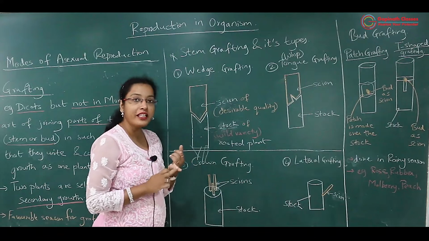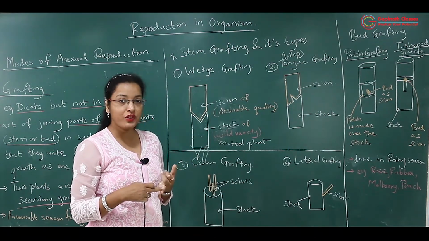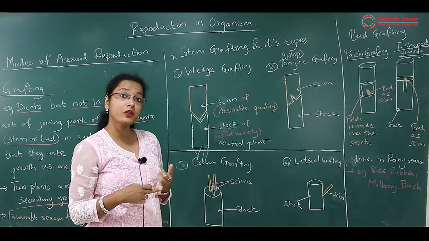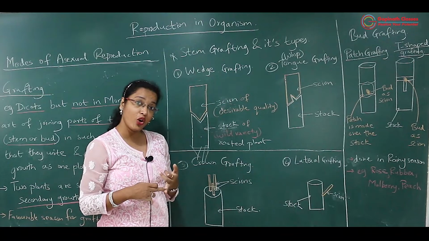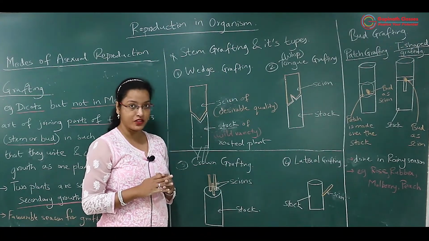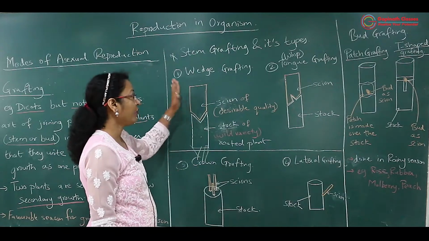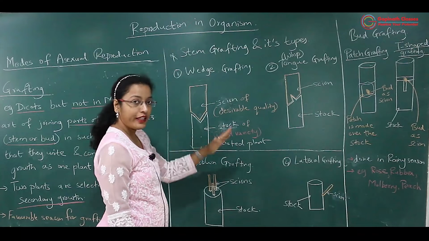So it is saving time as well as increasing the growth rate. Within a short time, farmers will get good quality products and two different varieties of flowers. So economically this method is best. Okay. So here we will study how exactly different stem grafting is done.